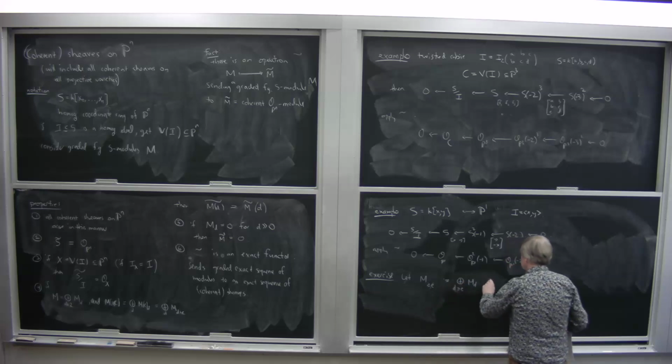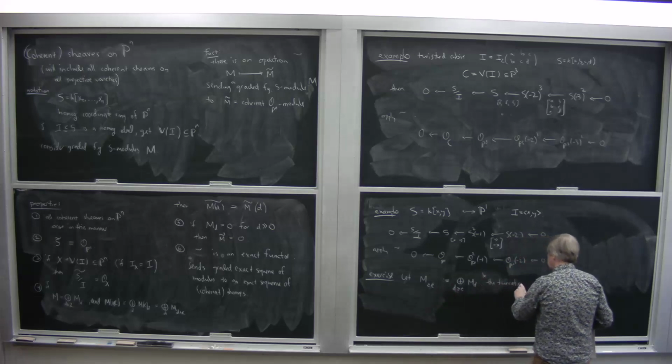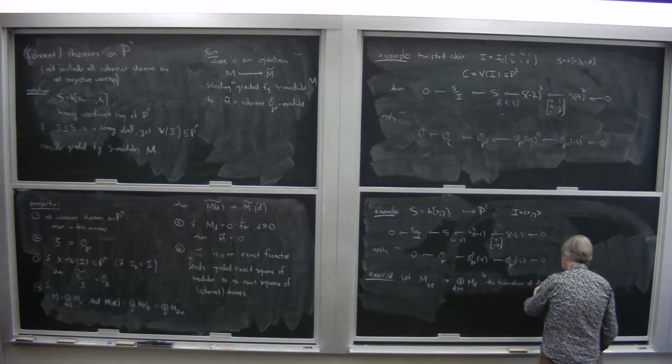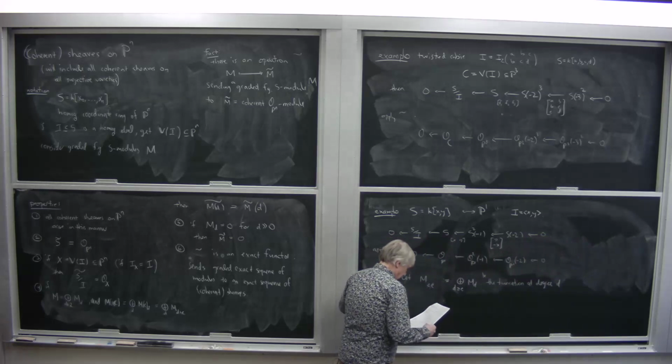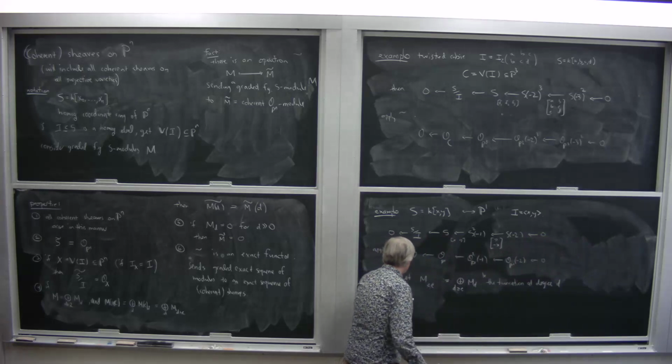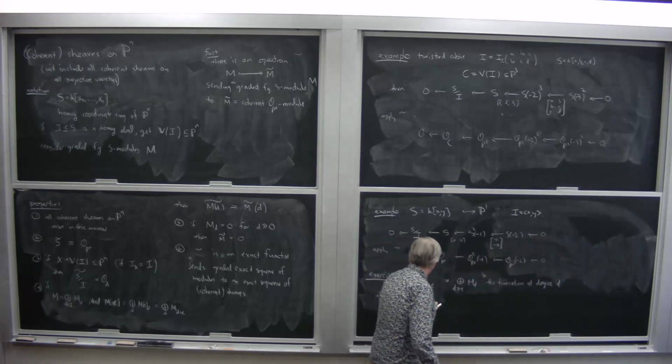So this is the truncation. Let this be the truncation in degree E. Then M tilde is actually isomorphic to M greater than or equal to E tilde.